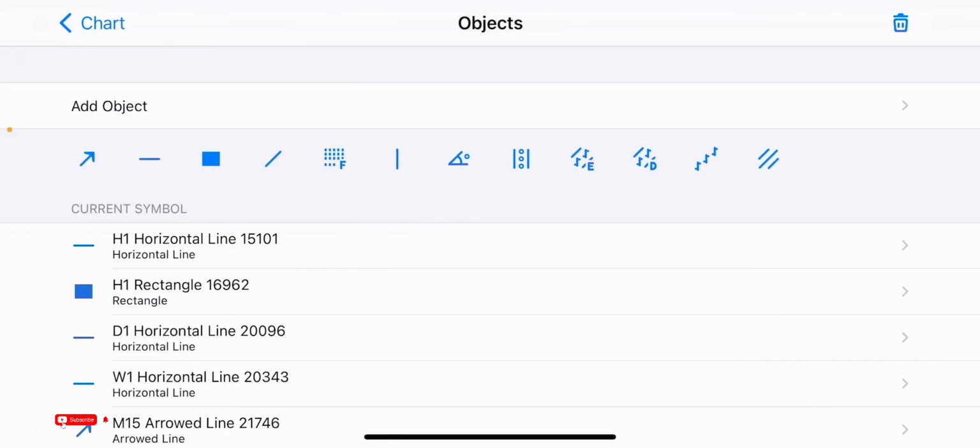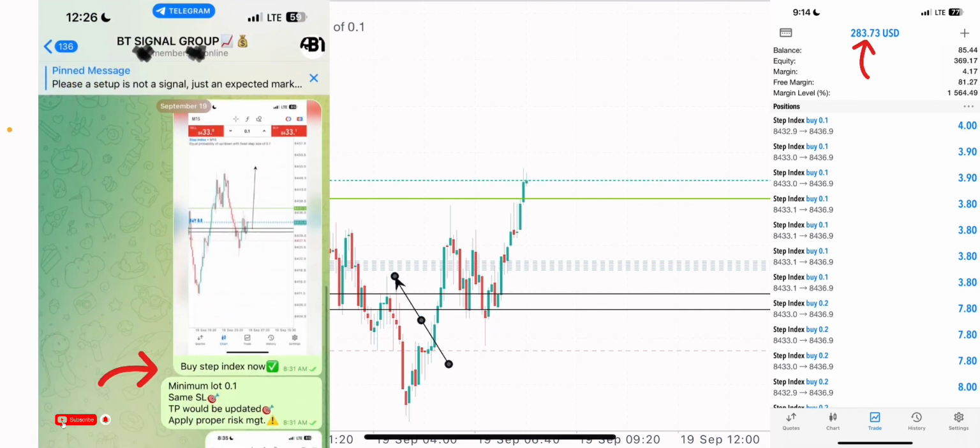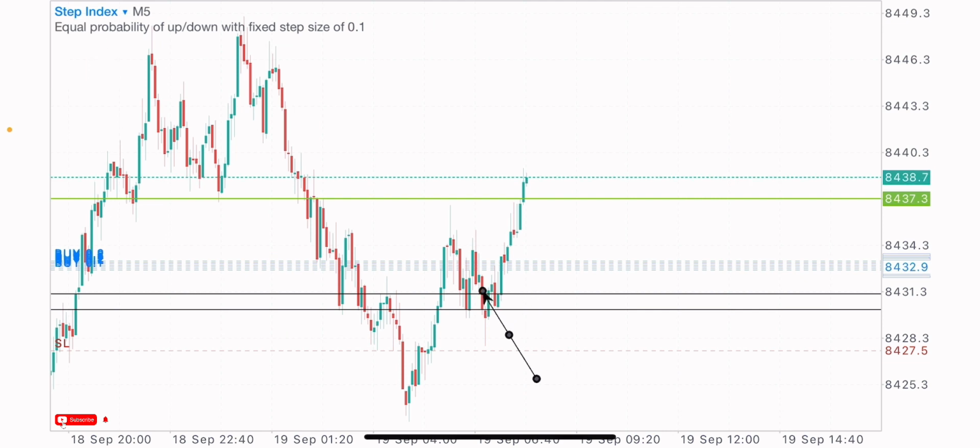So I took a buy trade on step index and the signal was shared with my premium members. I was able to see this buy opportunity at this point. This was my market analysis, and you can see I'm moving in good profits. The trade is moving nicely well.